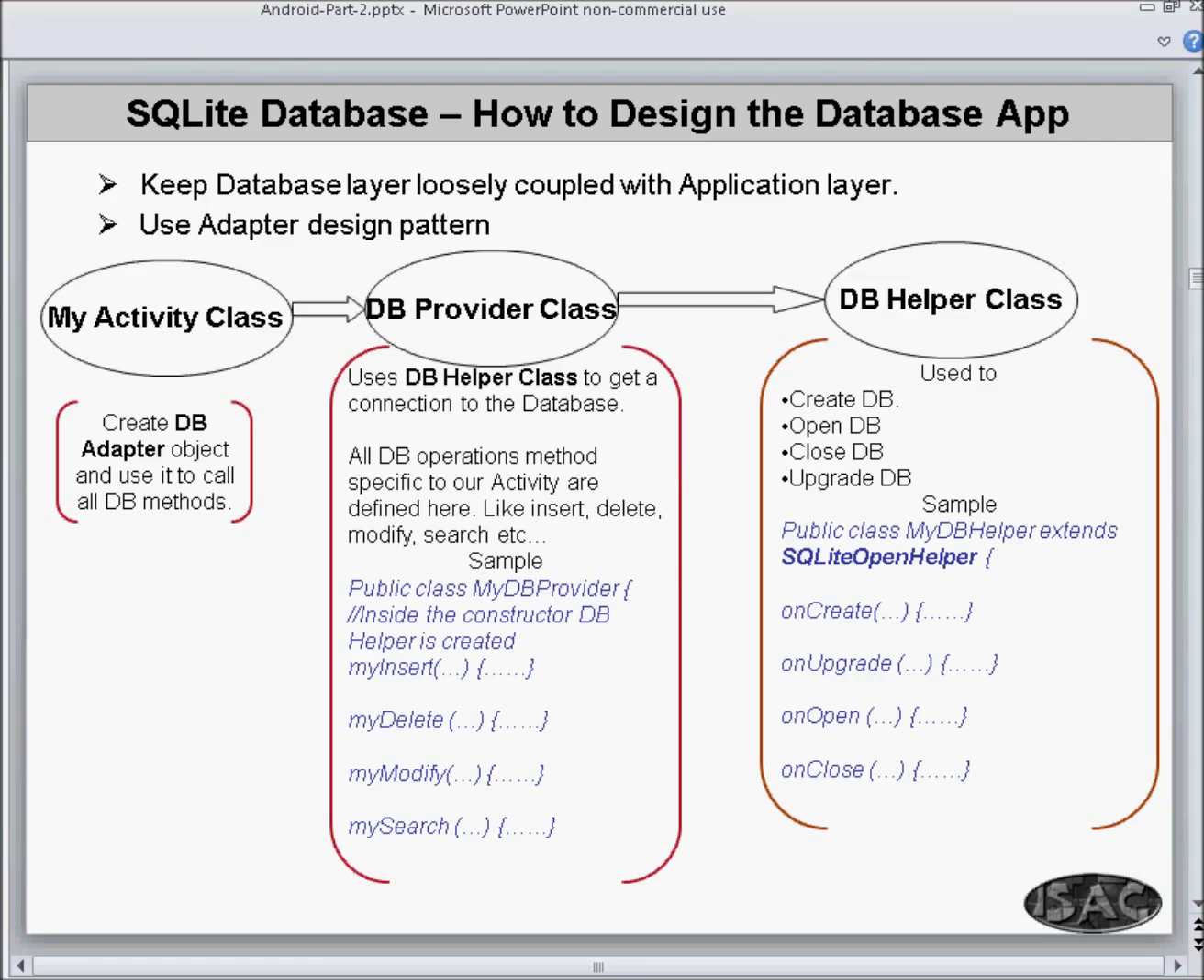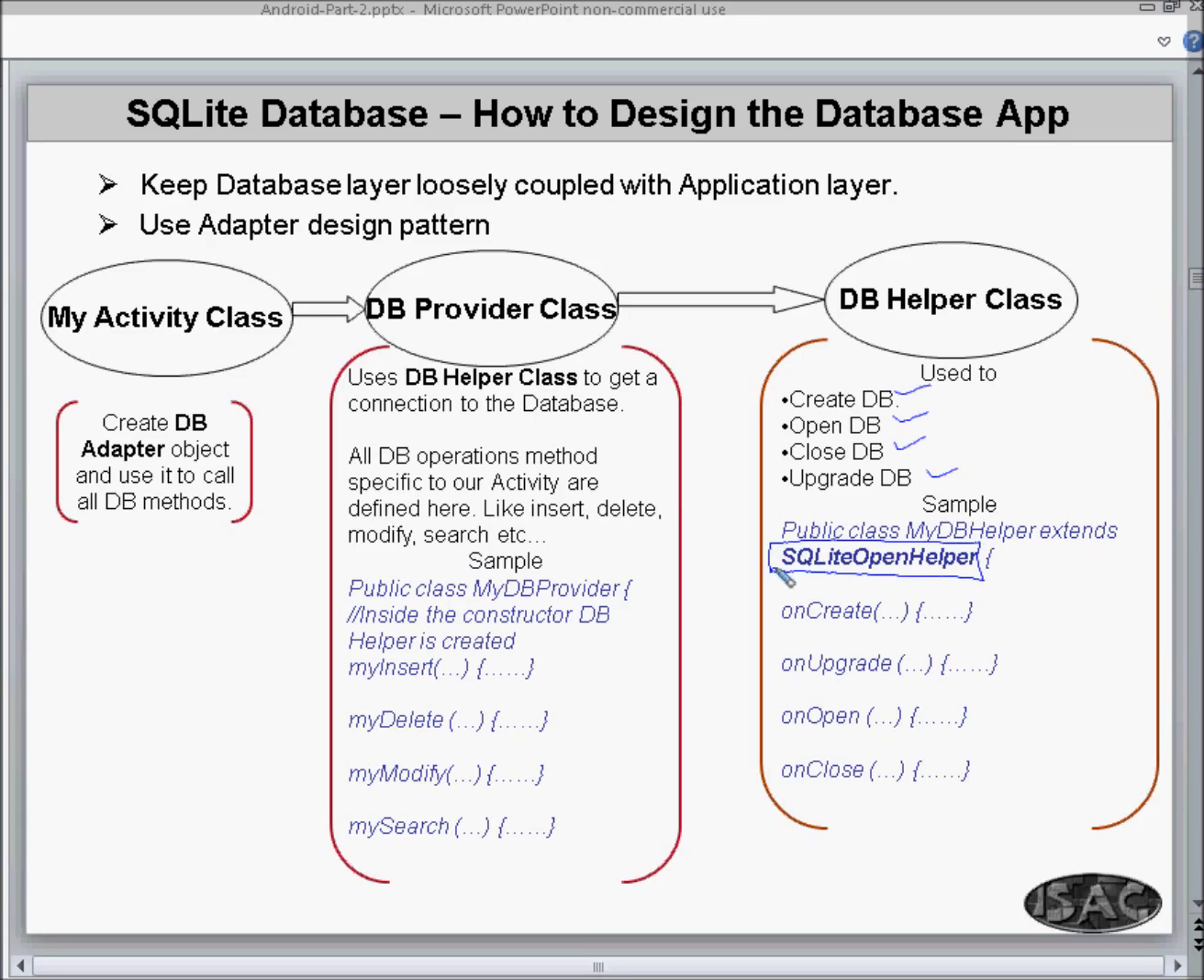So what it says is that my activity class makes a request to the DB provider class, and the DB provider class makes a connection to the DB helper class, and its responsibility is very simple: first to create the database, open the database, close the database and upgrade the database. And one of the most important things you might want to know is that creating this helper class, although it is not a must, is strongly recommended by Android, and for that purpose Android has given you a very specific API called SQLiteOpenHelper.